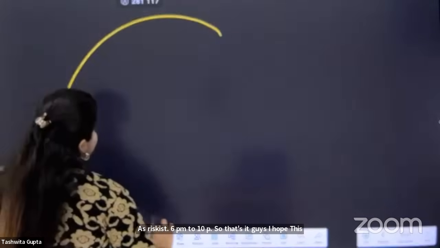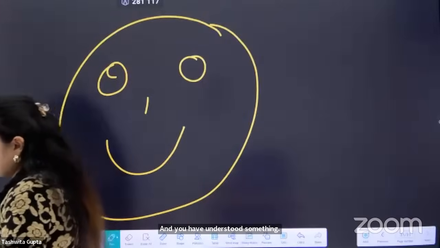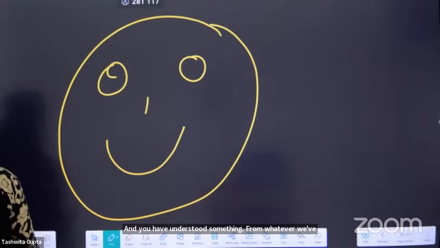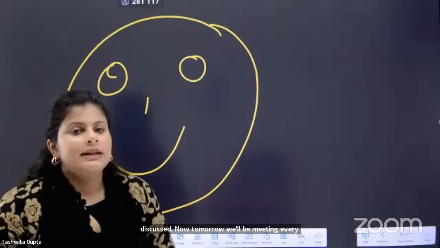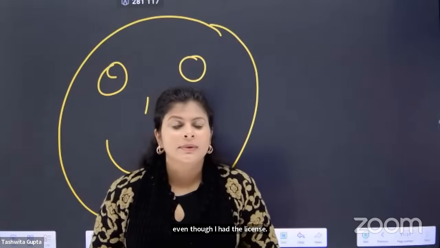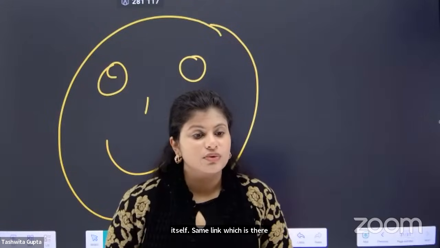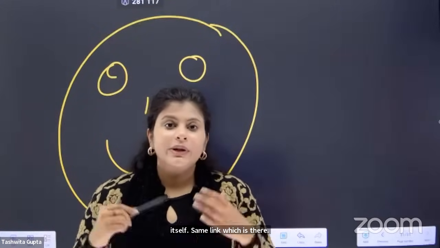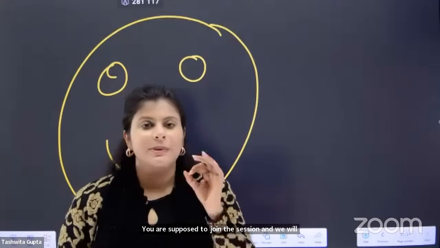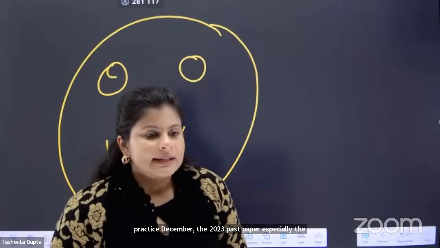So that's it, guys. I hope this whole session was helpful to all, and you have understood something from whatever we've discussed. Now, tomorrow we'll be meeting everyone at the same time. I'll work on the Zoom link better. Zoom ditched me even though I had the license. I don't know why. So I would be conducting it on Zoom itself, on the same link which is there. You are supposed to join the session, and we will practice December 2023 past papers, especially the pre-populated spreadsheet will be discussed tomorrow with everyone. So be there. That's it.